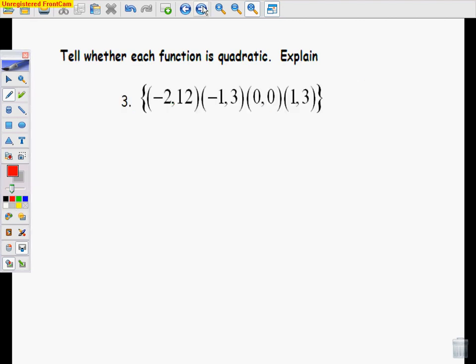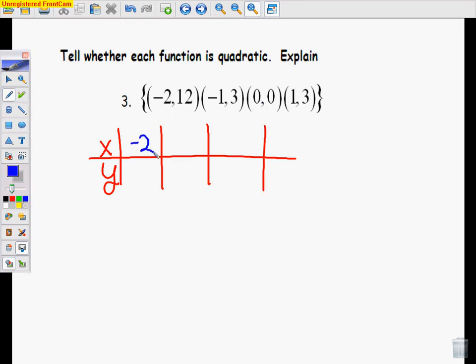Now, if I was to ask you to tell whether a function is quadratic, and I don't give you an equation or function, I just give you a list of ordered pairs, what I would suggest that you do first here is make a table. Make a table out of these values that I give you. All of our x values are -2, -1, 0, and 1. So I'm just going to go ahead and put those in our table. So our x values are -2, -1, 0, and 1. And the corresponding y's are 12, 3, 0, and 3.